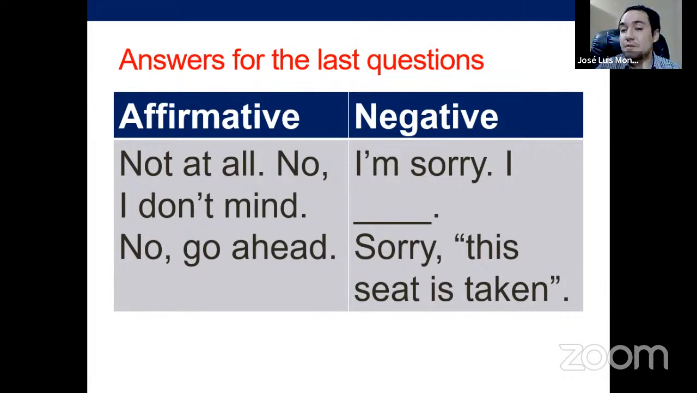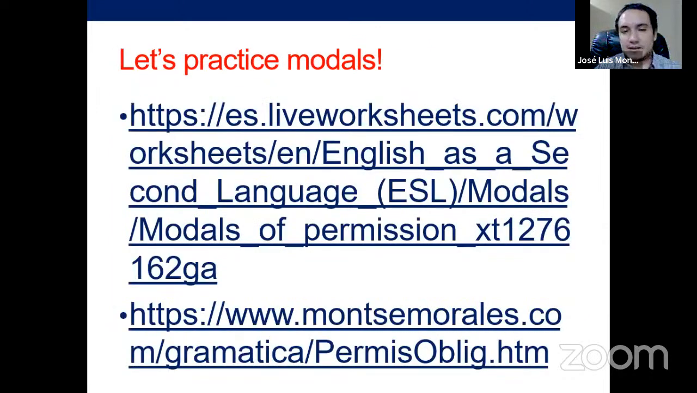But negative, you say, I'm sorry, right? I do mind, right? I mind because of this or that, right? Of course. So once again, if you answer negatively, that's going to be an affirmative response. If you answer affirmatively, that's going to be a negative response. Or simply you say, I'm sorry, right? I can't, it's not possible because of this, or this seat is taken, as in this example, right? You explain why it is not possible, and that's it.